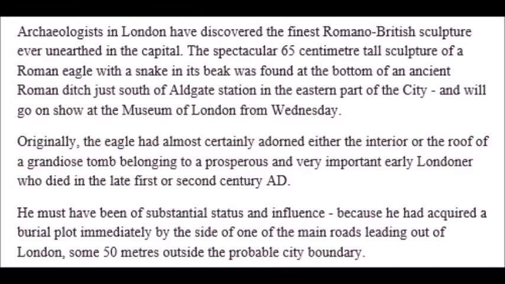Archaeologists in London have discovered, I would say, one of the finest Roman British sculptures ever unearthed in the capital. And one of the finest in Britain as well. The spectacular 65 centimetre tall sculpture of a Roman eagle with a snake in its beak was found at the bottom of an ancient Roman ditch just south of Aldgate Station in the eastern part of the city, and went on display in the Museum of London. Now, I'm not happy with this.